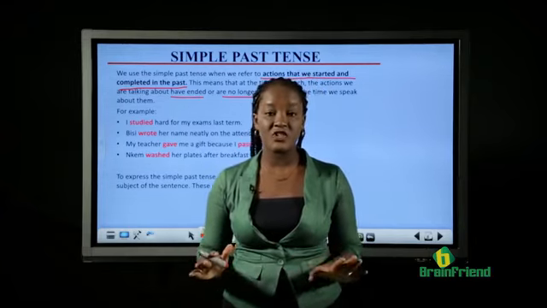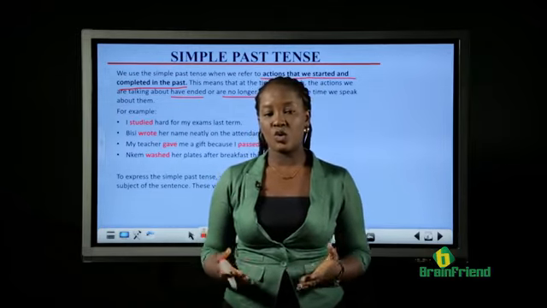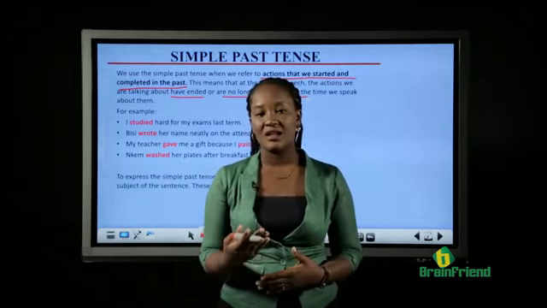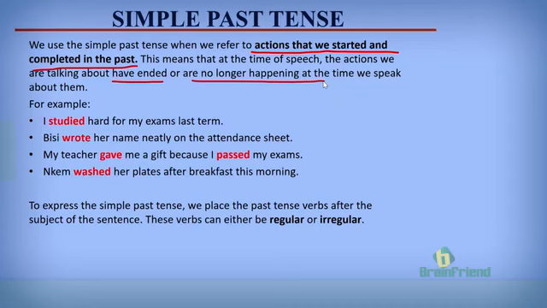The action has finished happening. It's no longer happening. So when we make sentences using such verbs, we are expressing that action in the simple past tense. For example, I studied hard for my exams last term. The verb studied is in the simple past tense because it refers to an action which has been completed. It started in the past and it has finished happening.